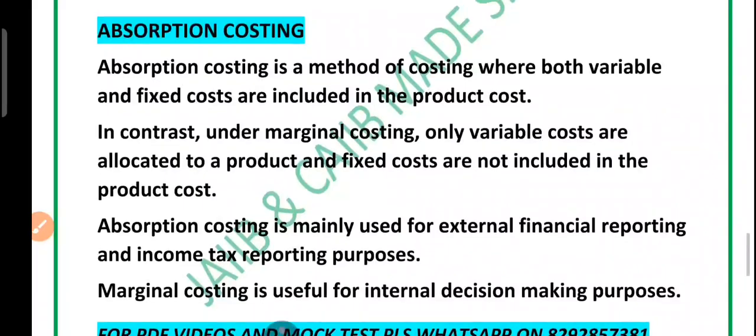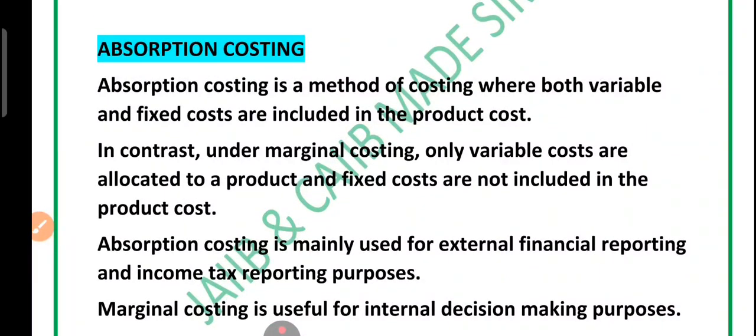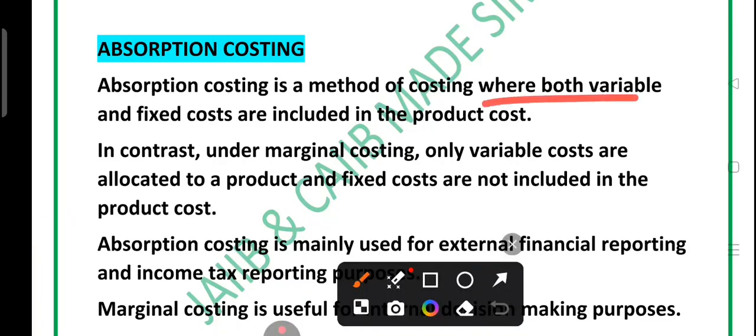Remember, we are talking about absorption costing. What happened here, as the name suggests, everything is absorbed. All the costs are absorbed into the product cost, right? Very, very important. Both the variable and fixed costs are included in the product cost. What are the variable costs? Like raw material, packaging, electricity, and fixed costs like rent of a factory. All are included in the cost of product.